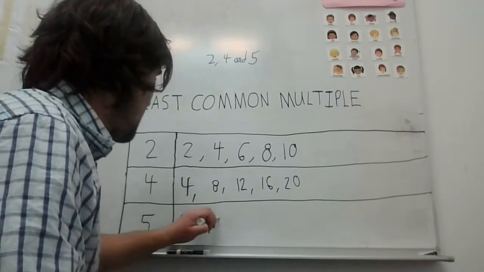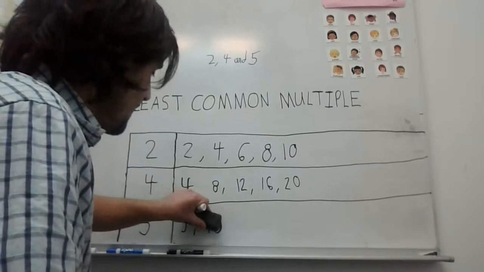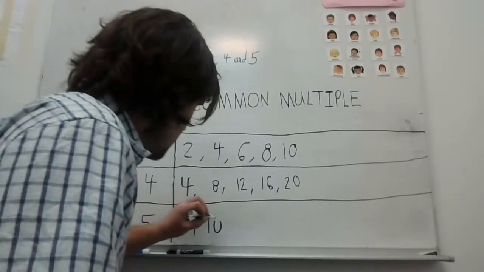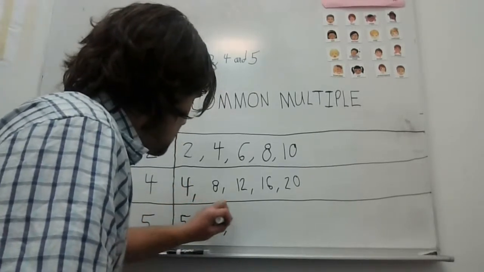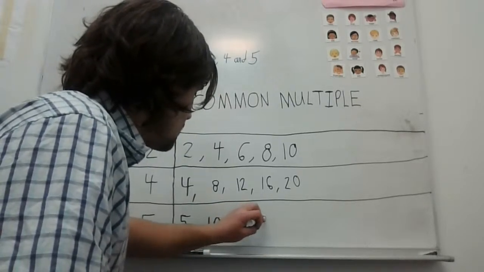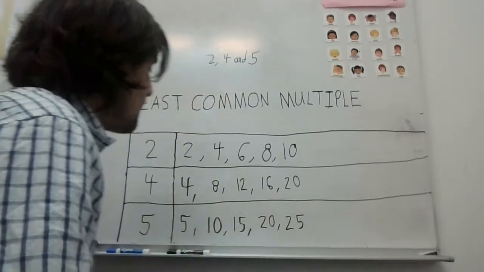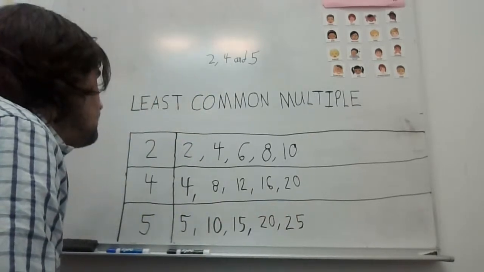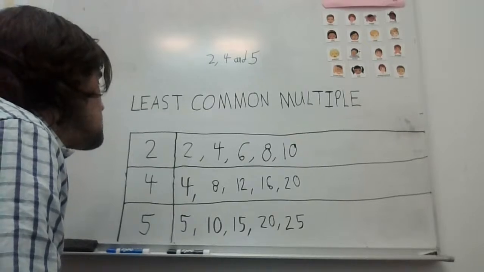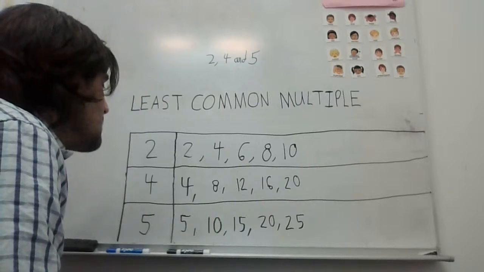5, 10. Let me make a better 0 on that 10. Don't know what we're doing here. 15, 20, 25. So far, do we have any multiples in common? That is the question.